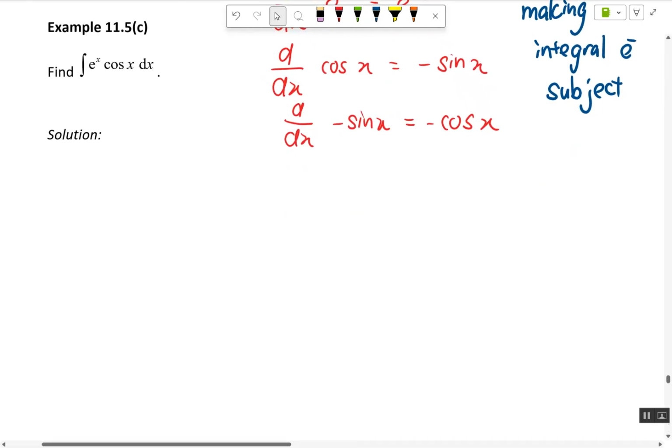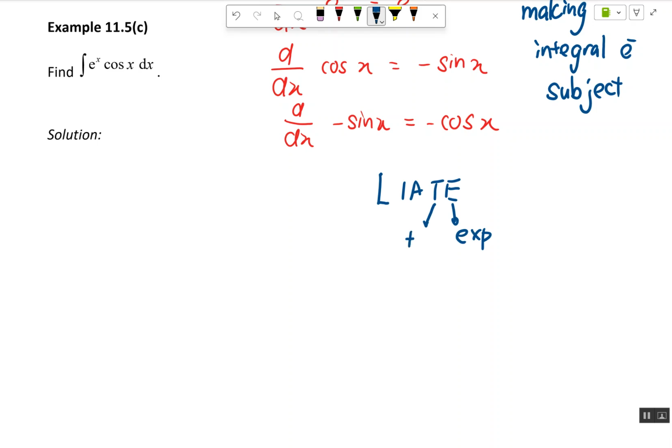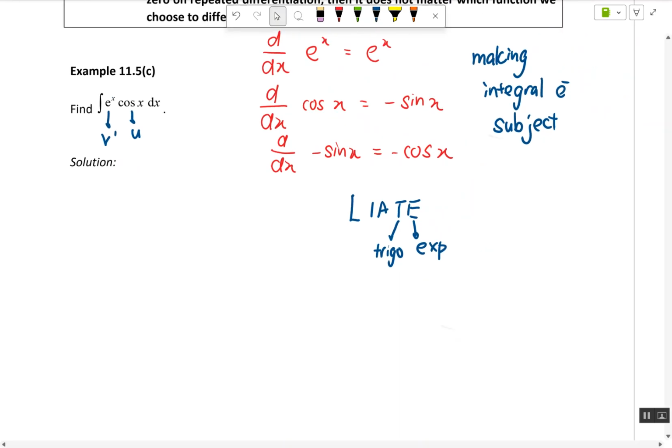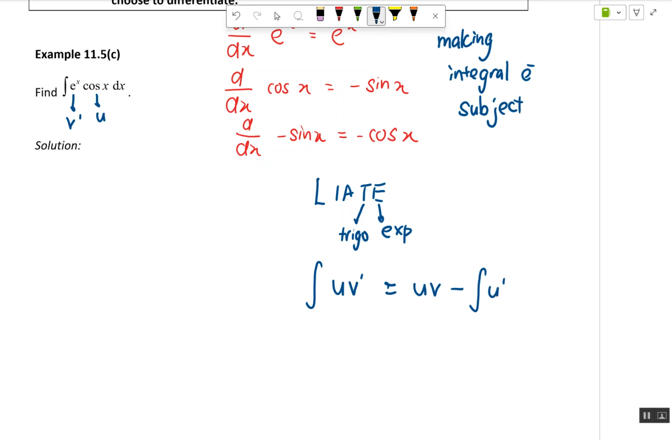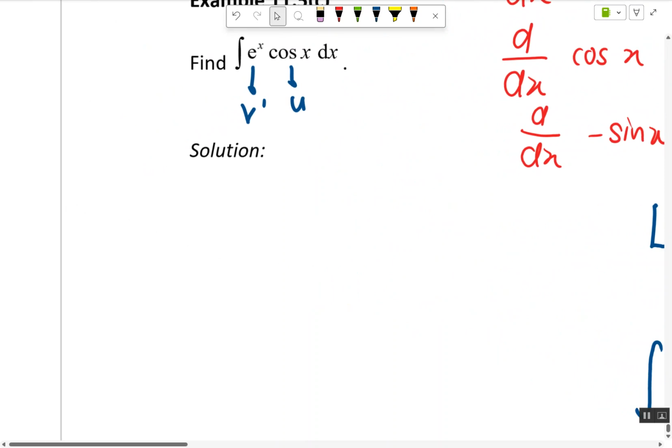Again, you can apply LIATE to this. Exponential comes at the last part, trigo comes before. So if you follow this strictly, then we are just going to choose cosine x as my u, e power x as my v prime. Now let's write down our integration by parts formula. The integral of uv prime is equal to uv minus the integral of u prime v. This is the fourth time we are writing it today. I hope it gets into your head. So now let's do this properly.